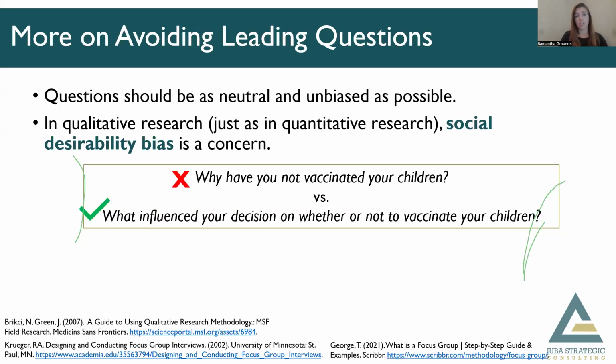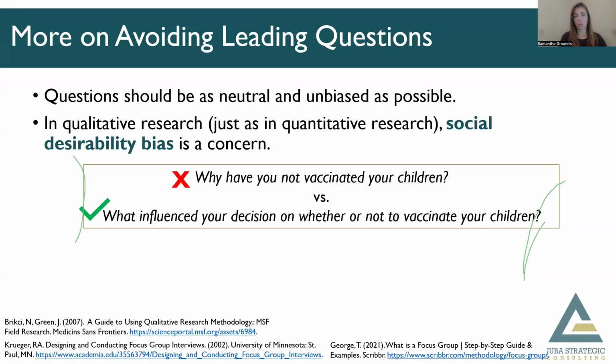So as I mentioned, we want our questions to be as neutral and unbiased as possible. And this is because in qualitative research, just as in quantitative research, there's this concern of social desirability bias. So this is when participants may feel that they should respond in a certain way, a more socially desirable response. So this is a concern just as much in qualitative research. One way that we can try to mitigate this concern is by really focusing on how we phrase our research questions. So I have an example here.